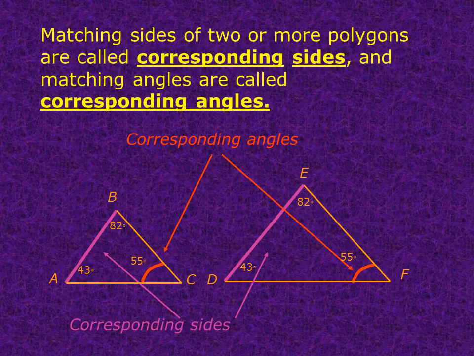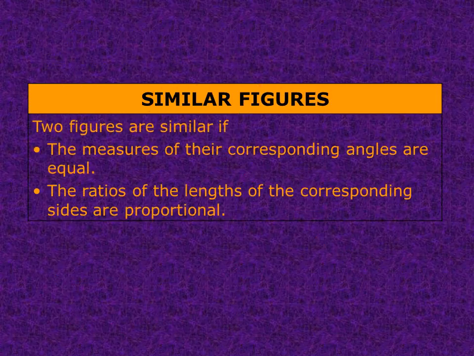Okay, so my corresponding sides right here are AB and DE. That's because they're the same side of the triangle, and that's what you want to try to match up proportionally. The matching angles are called corresponding angles right here. So you want to look at angle C right here, which is 55 degrees, and angle F over here, which is 55 degrees, because they're the same angle in the same place and they're the same degrees. That makes them correspond. Okay, similar figures.